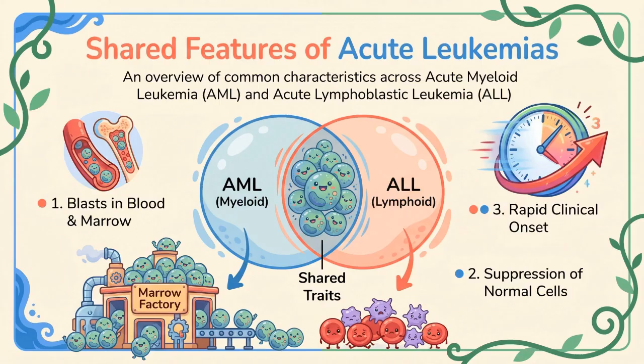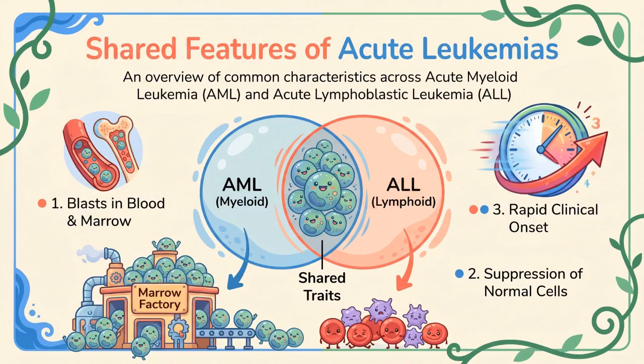Secondly, both conditions lead to a significant suppression of normal hematopoietic cells. As these leukemic blasts rapidly expand within the bone marrow, they physically crowd out and inhibit the production of healthy red blood cells, mature white blood cells, and platelets. This crowding effect directly causes the pancytopenia or bicytopenia we often see, leading to symptoms like anemia, increased infection risk, and bleeding. Thirdly, both AML and ALL typically have a rapid onset.